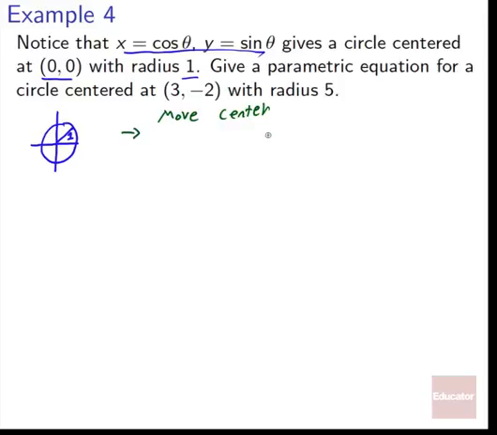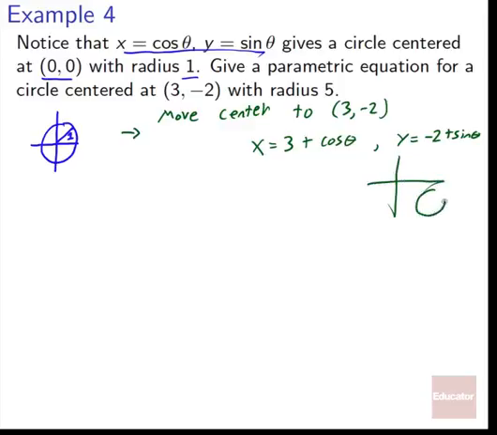So if all of the points move over 3 at once, we've just moved the center 3 horizontally. If we want to move the center vertically, we just add or subtract the amount to our y. So we can move the center to 3, negative 2, with x equals 3 plus cosine theta, y equals negative 2 plus sine theta. And that will give us a circle that is moved over 3 and down 2, and so we'll be down here.